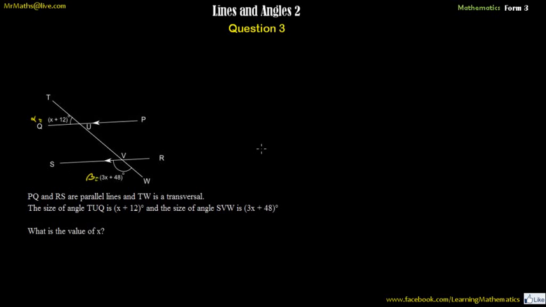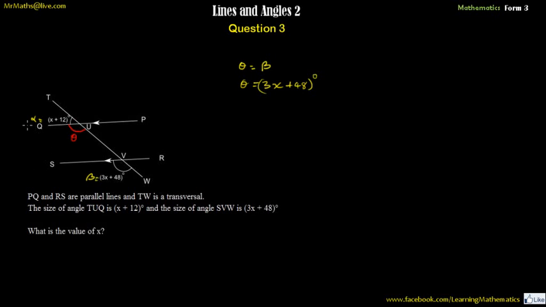Like the previous question, they have no direct relationship, but we can take a look at the angle adjacent to alpha, which is angle QUV. If I call this theta, then we know that theta and beta are two corresponding angles. So theta is actually equal to beta. So theta is equal to 3x plus 48 degrees.